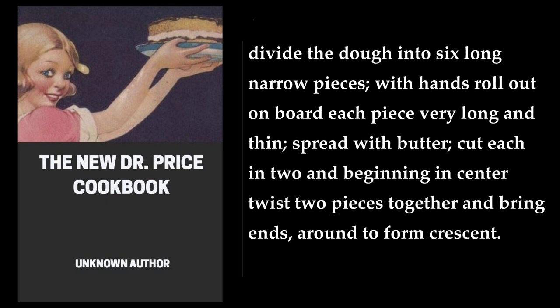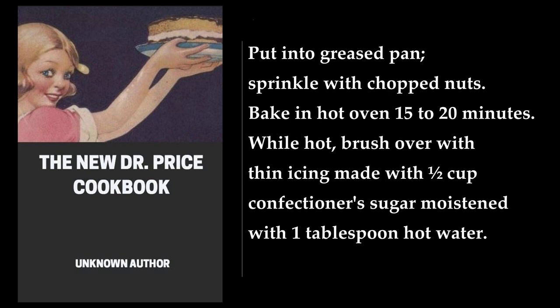Divide the dough into 6 long narrow pieces, with hands roll out on board each piece very long and thin, spread with butter, cut each in 2 and beginning in center twist 2 pieces together and bring ends around to form crescent. Put into greased pan, sprinkle with chopped nuts. Bake in hot oven 15 to 20 minutes. While hot, brush over with thin icing made with 1/2 cup confectioner's sugar moistened with 1 tablespoon hot water.